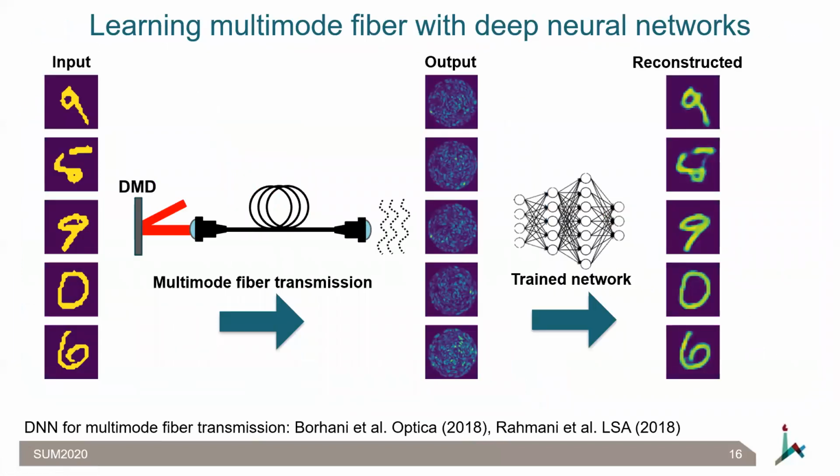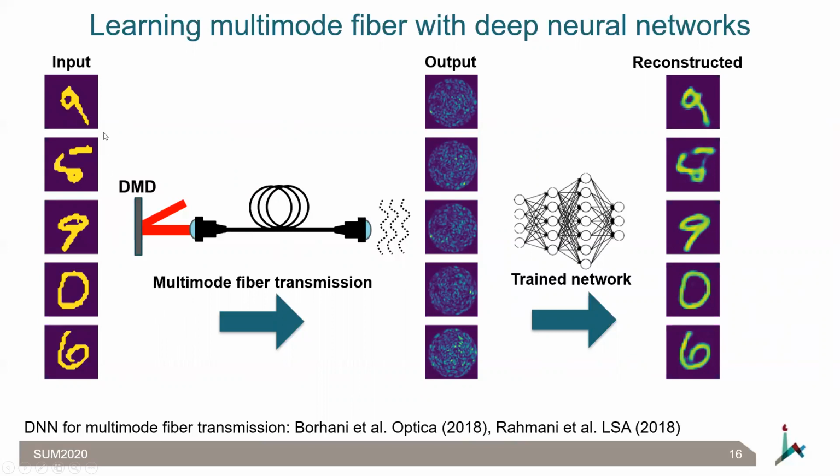Now I want to shift gears and tell you about another application we're using with the fiber piano, and that is to train neural networks to learn the transmissions for multimode fibers. About 2 years ago, in 2018, the teams of Moser and Psaltis from EPFL showed that it is possible to train a deep neural network to learn the input-output relations in multimode fibers, in order to reconstruct from the output speckle patterns the images that were transmitted through the fiber.